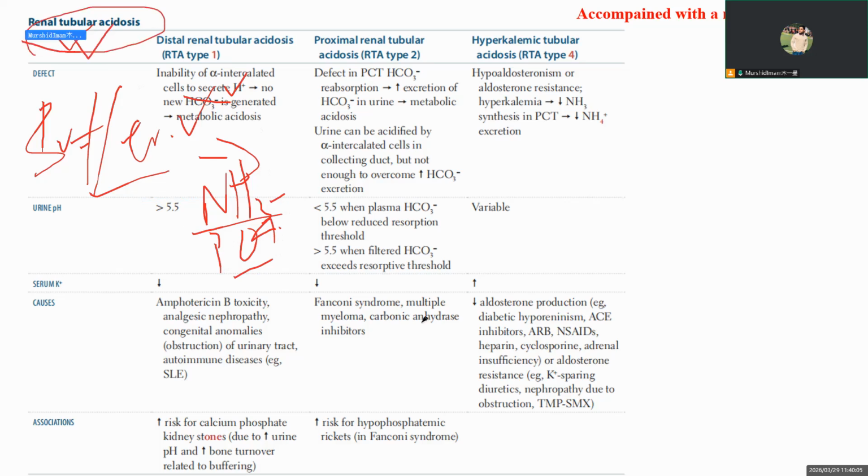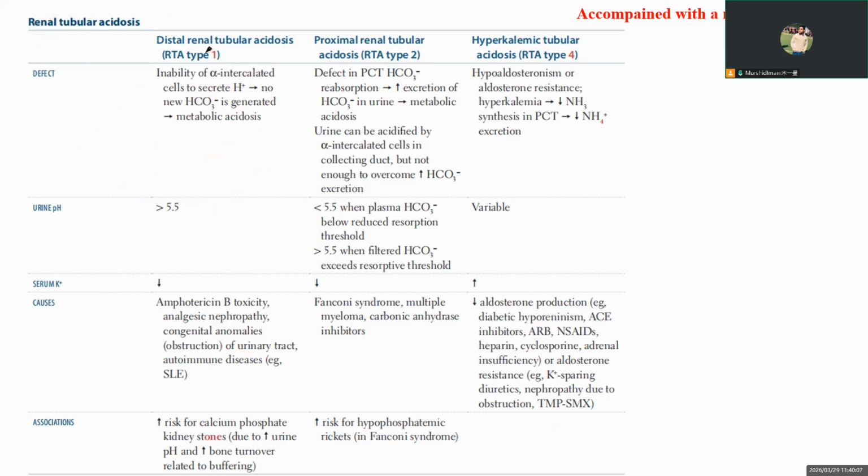Okay, so we classify renal tubular acidosis into type 1, type 2, and also type 4. And if you remember the physiology of where each of those processes occurs, you are not going to confuse them. Again, the first one that we are going to discuss is the distal renal tubular acidosis, that is RTA type 1. So the name actually tells you where the problem lies: the distal part of the nephron, and specifically the alpha intercalated cells in the collecting tubules.